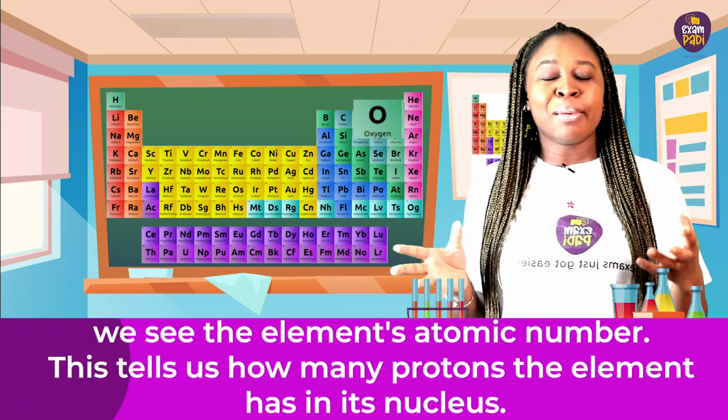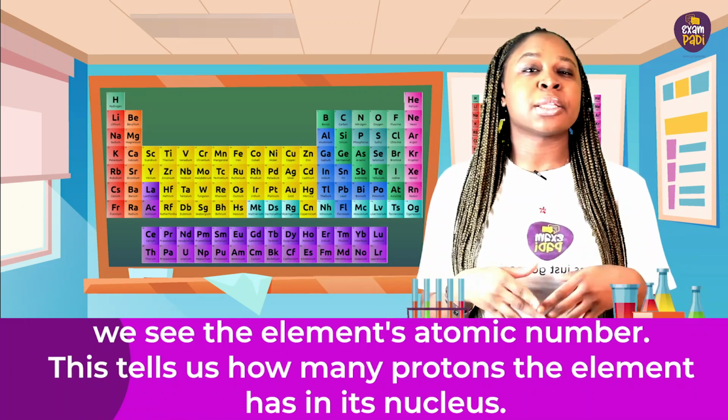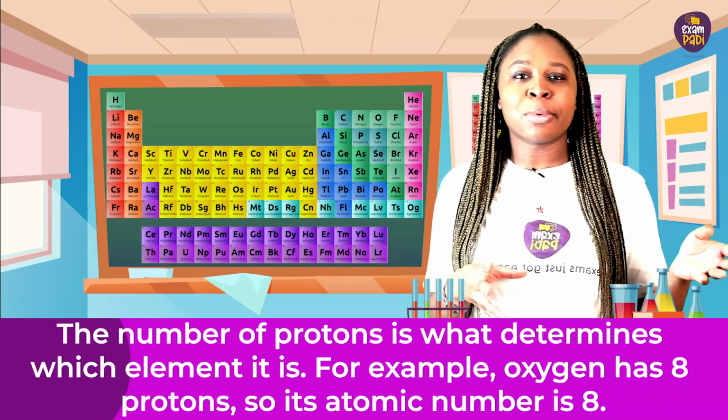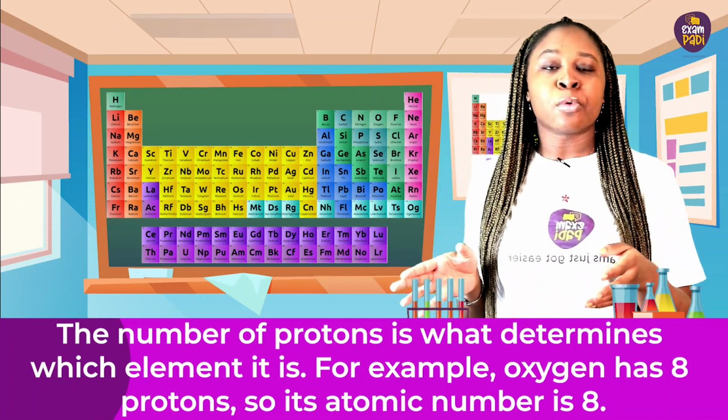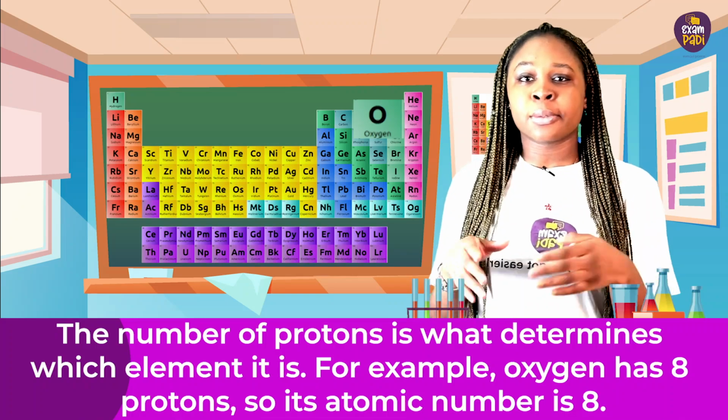Next, we see the element's atomic number. This tells us how many protons the element has in its nucleus. The number of protons is what determines which element it is. For example, oxygen has 8 protons, so its atomic number is 8.